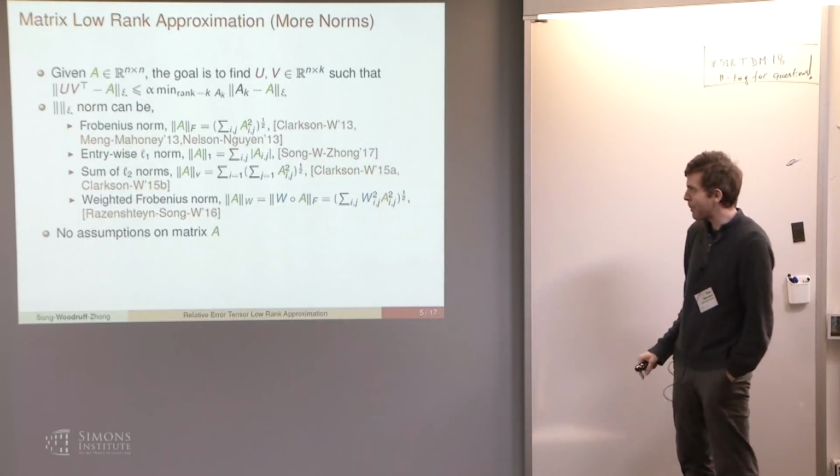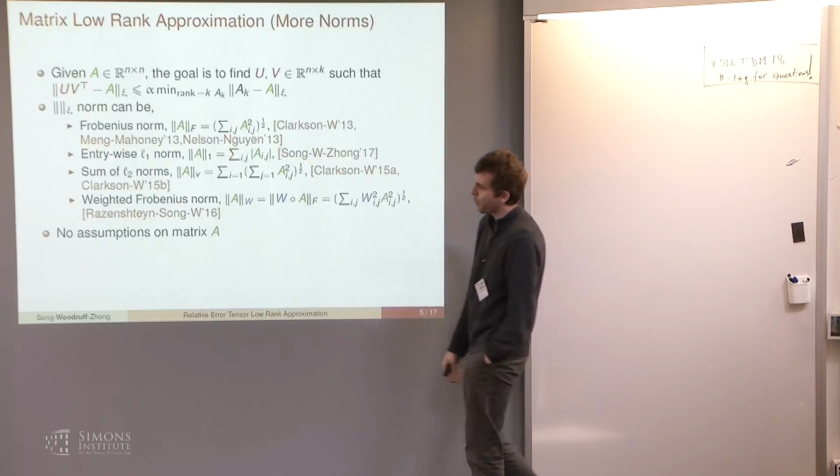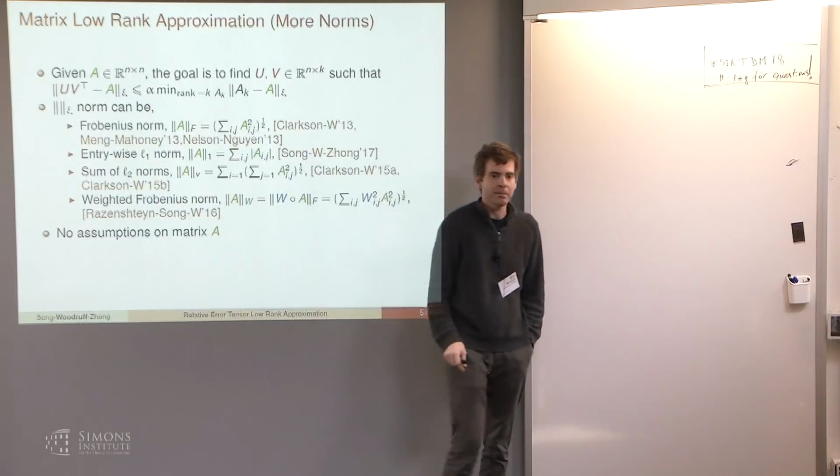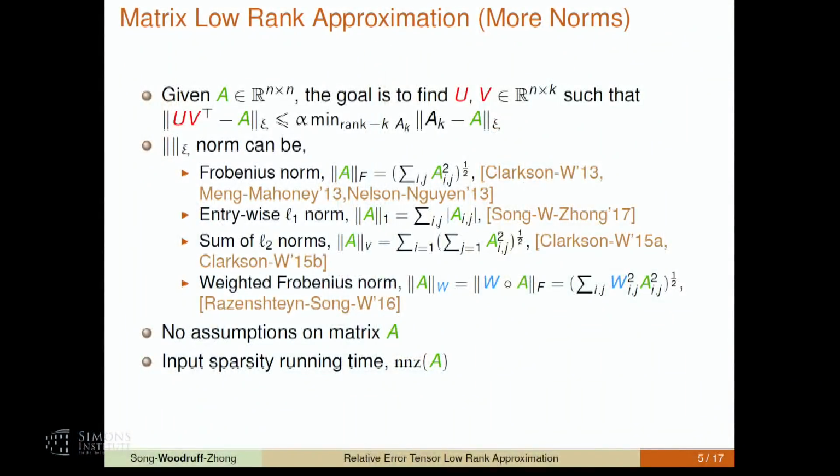I want to mention for all the results cited here, we make no assumptions on the matrix A. So these are for worst case matrices. And we get input sparsity running time, nnz(A). These problems, other than the Frobenius norm, are all NP hard. The approximation ratios, they're not going to be something like 1 plus epsilon that we were talking about for Frobenius norm. They'll be a bit larger, like polynomial in this rank parameter k and log n, for example. But okay, so there are many more norms we can look at. And we can also look at all of these in the context of tensors.